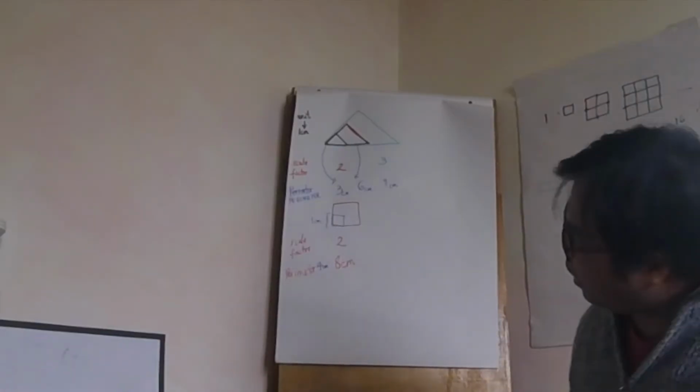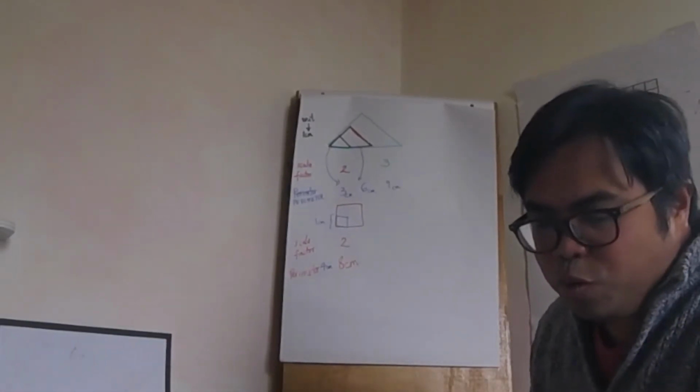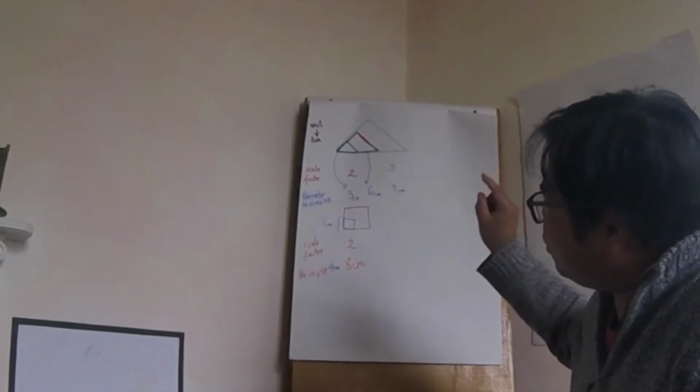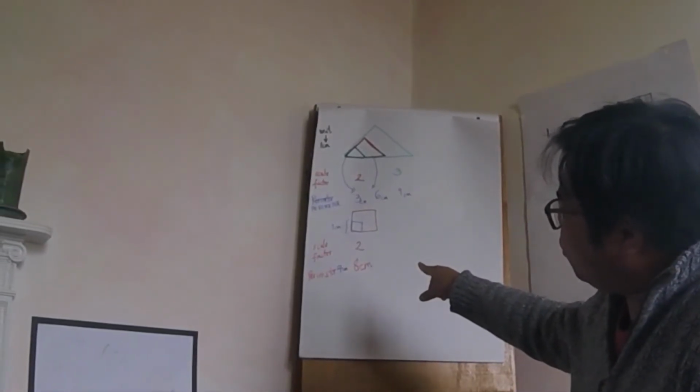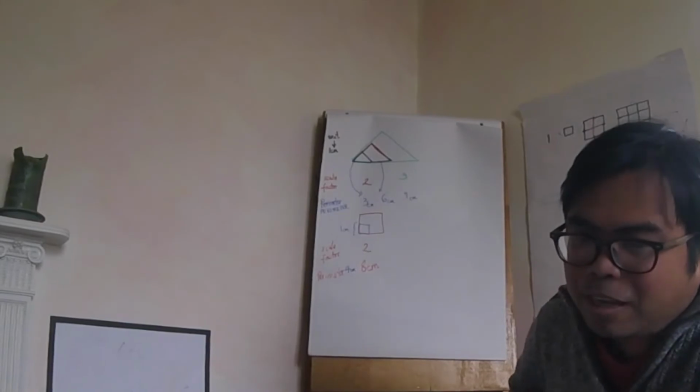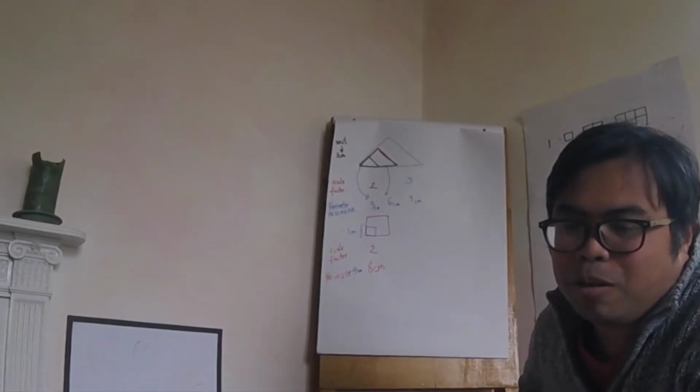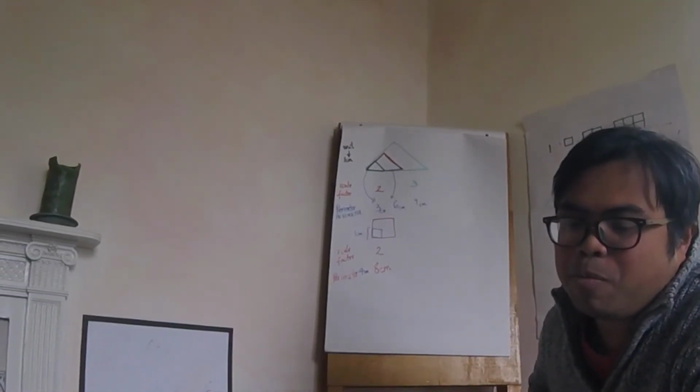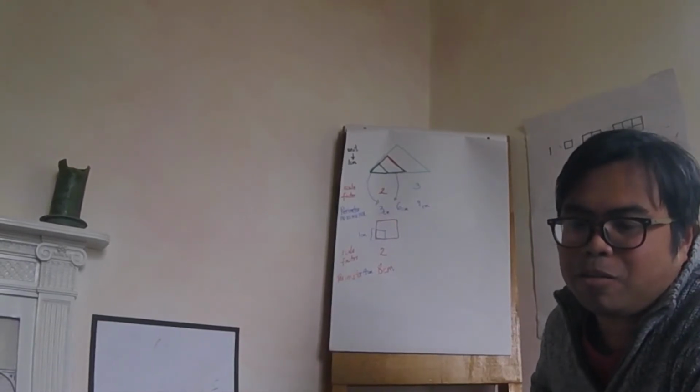The same question would be, if I enlarge that square with a scale factor of 6 and scale factor of 8, what's the perimeter of that enlarged square?